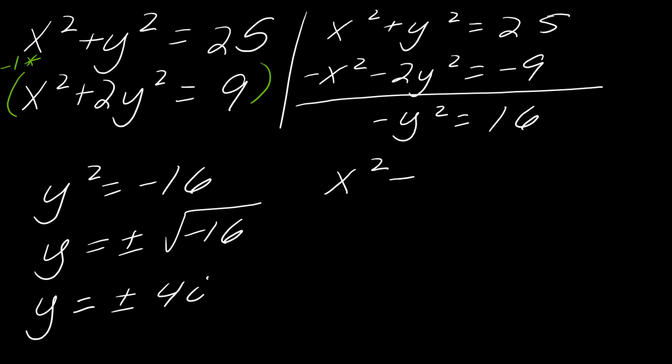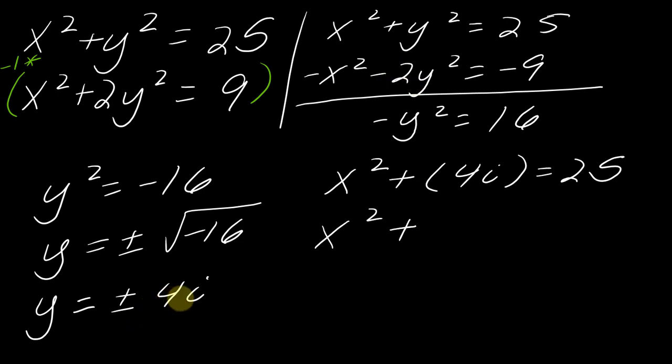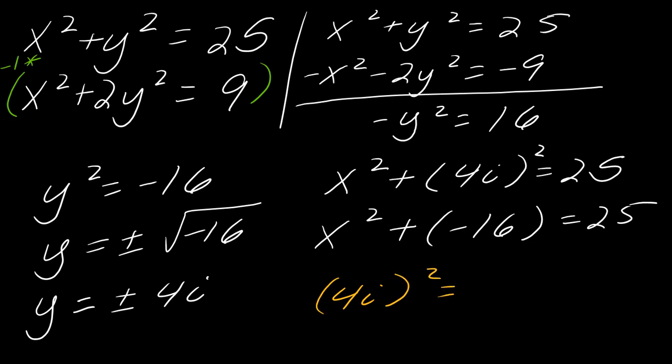So I'm going to have x squared plus, let's start with positive 4i, equals 25. So this becomes x squared plus, remember that 4i was equivalent to the square root of negative 16. And if I'm squaring all of that, this becomes negative 16 equals 25. And by the way, if you weren't sure about that, let me show the math one more time. 4i is 4 squared and i squared. So that's 16 times negative 1, because i squared is always equal to negative 1. So that's another way you can remember that.